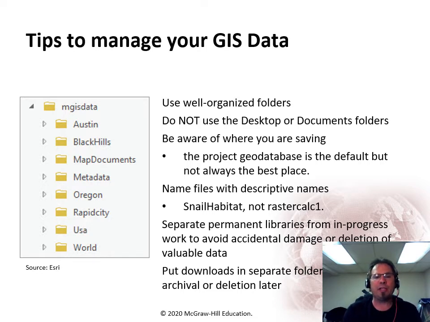Now, the example she gives here is the snail habitat, okay? So this is an output for what's called the raster calculator. By default, the first time you run the tool, if you just left the default name, it's going to be raster calc 1. Well, if you run it again, guess what? Yep, the file name will be rastercalc2. So if you don't give your files descriptive names, then it can really be hard to go back and figure out which one you actually needed.